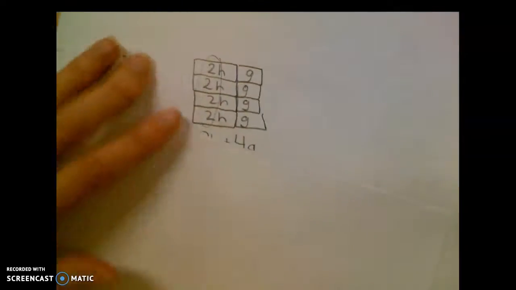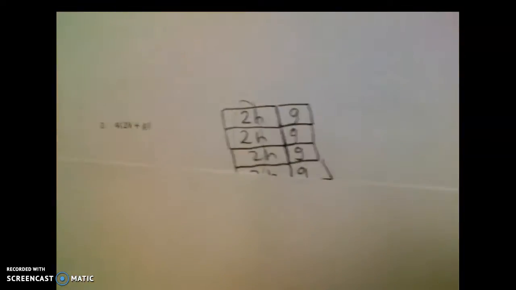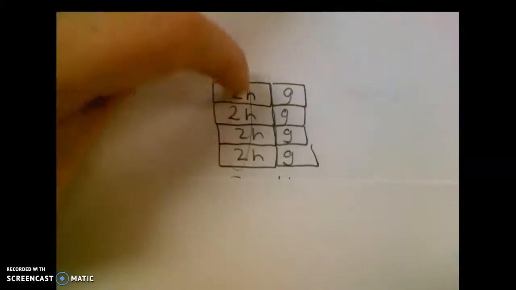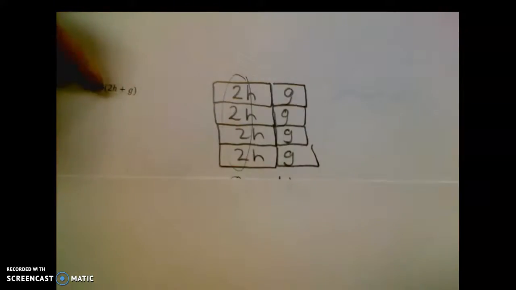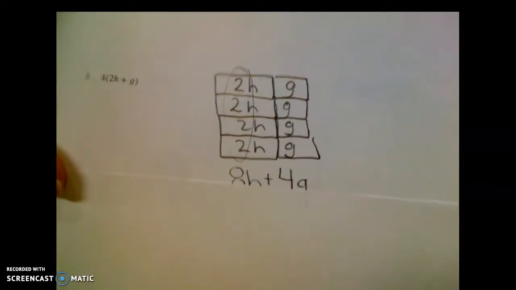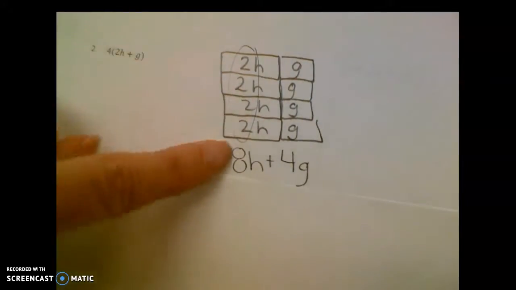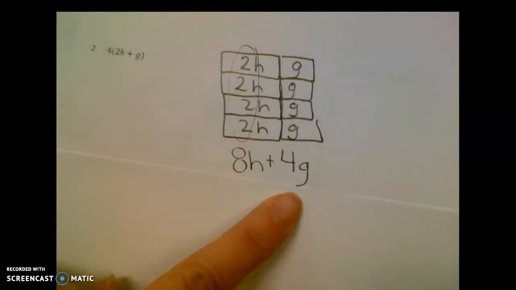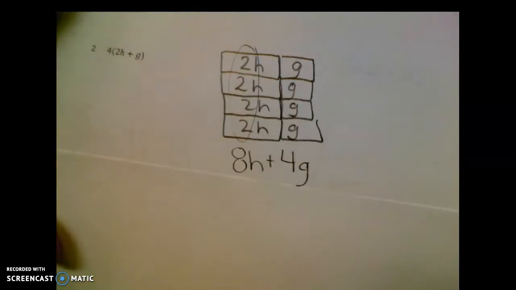Now we're ready for problem 2. When I have 4 groups of 2H plus G, I need to do 2 H's plus G. So I have 2H and G, and then I have 4 of those. So I showed 4 groups of that. How many H's do I have then? I have 8 H's and 4 G's. So that would be 8H plus 4G for the expanded form of that distributive property.